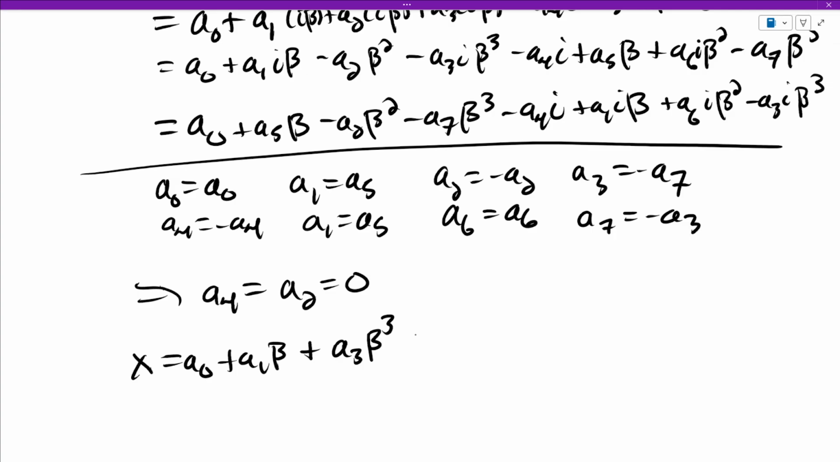Is there a mistake here? Hang on one second. All right, no, everything is fine. Okay, so A4 must be 0. A5, we're going to write as A1, so A1 iβ. A6 is fine, iβ squared. And then A7 we can write as minus A3.